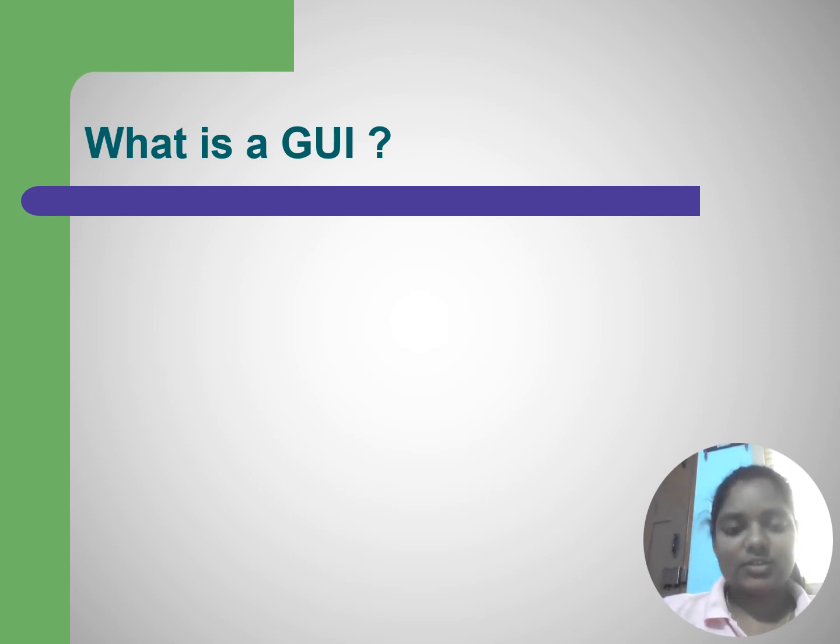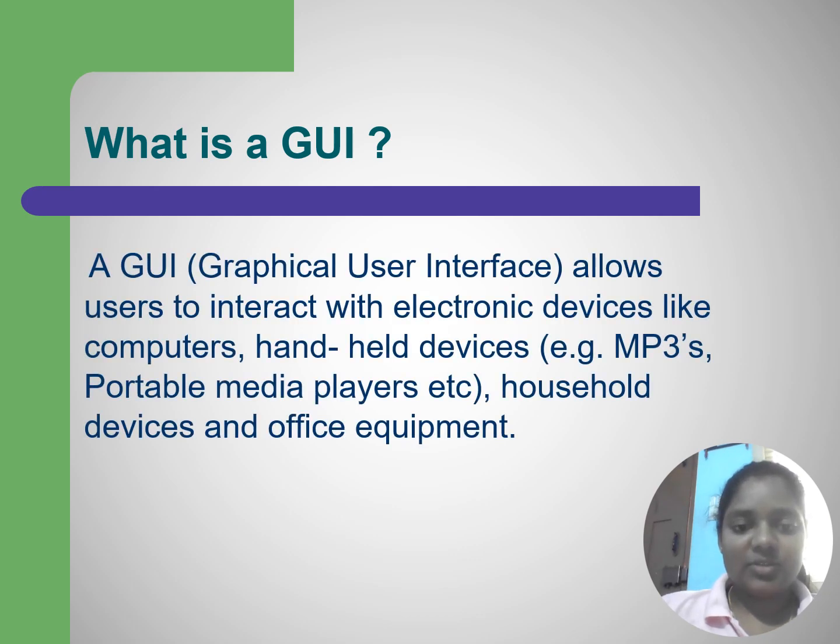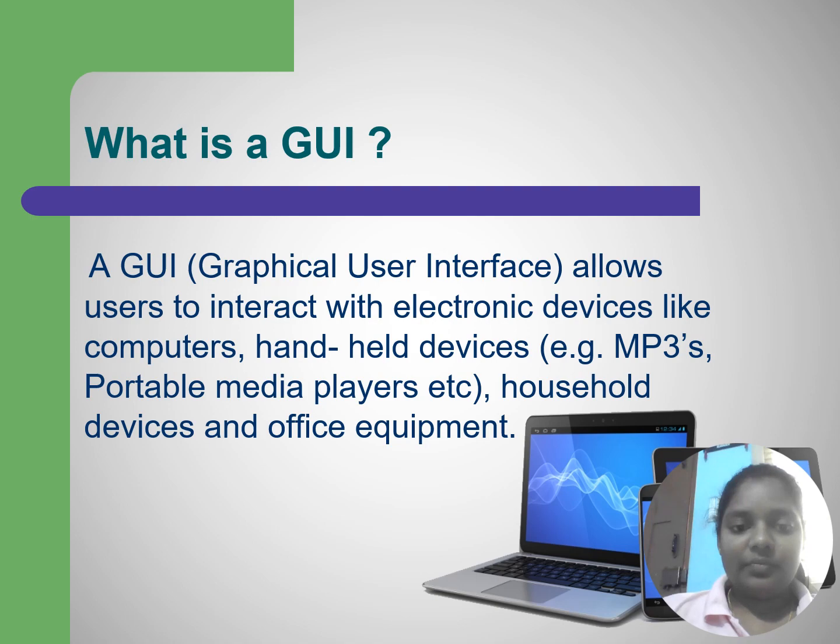So now we'll discuss what is GUI, or the definition of GUI. A GUI means graphical user interface. It allows users to interact with electronic devices like computers, handheld devices, for example MP3s, portable media players, household devices and office equipment. It creates a communication between the human and the computer. It is for the better understanding of the concepts for the human. Now, this is the computer which the human can interact with.